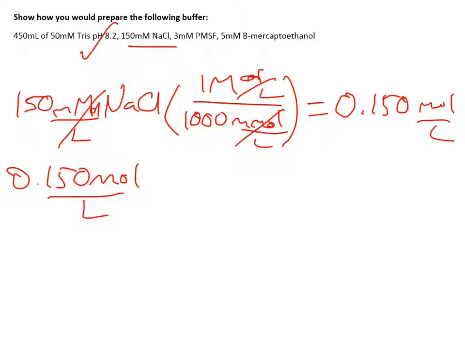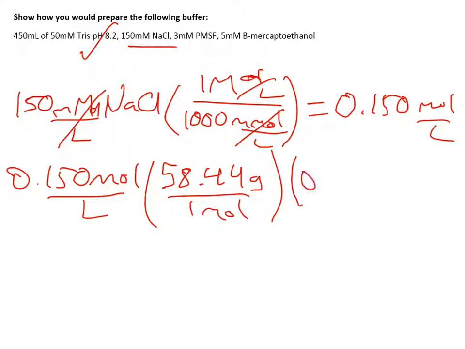Okay, what are we going to do? Well, we're going to do the same thing. We're going to multiply by the molar mass and by our liters of buffer, 0.450 liters. 0.15 times 58.44 times 0.45. So we would weigh out 3.9447 grams of NaCl in this buffer.